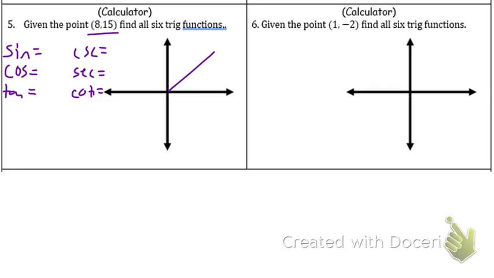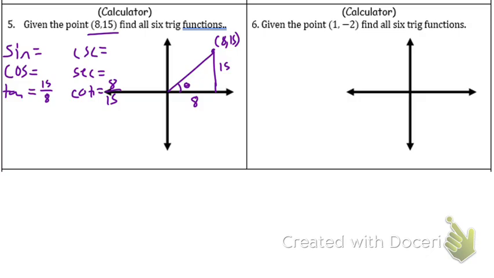So the first thing we want to do is draw a reference triangle. We're going to label this theta, and then label the parts of that triangle. I know that this point is 8, 15, so x is going to be 8, the y is going to be 15. I can label tangent right now. Tangent is opposite over adjacent, so that would be 15 over 8. And if that's 15 over 8, then the cotangent has to be 8 over 15. I can't find the other 4 until I find the hypotenuse.